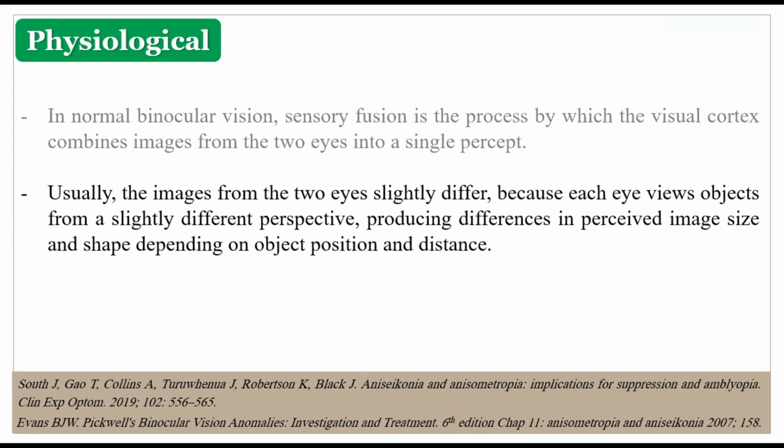But remember, the two eyes are not located in the same position in the skull. So there is some sort of horizontal separation. That's why the images from the two eyes slightly differ, because each eye views objects from a slightly different perspective. And this produces a change in the size and even shape of the perceived image, which depends on the position and distance of the object from the eyes.